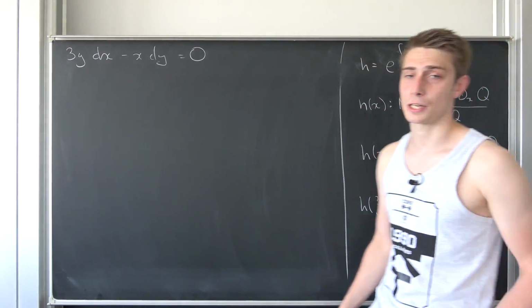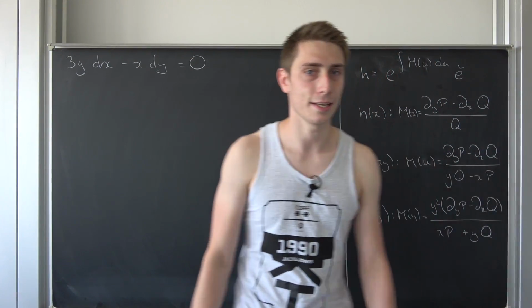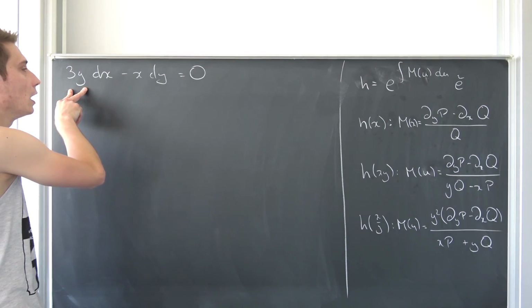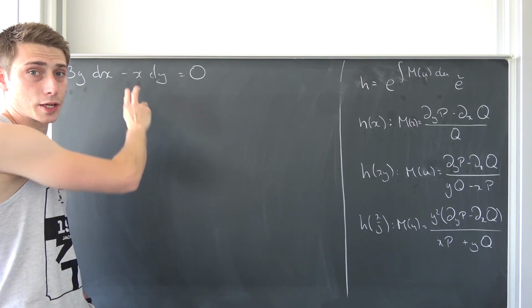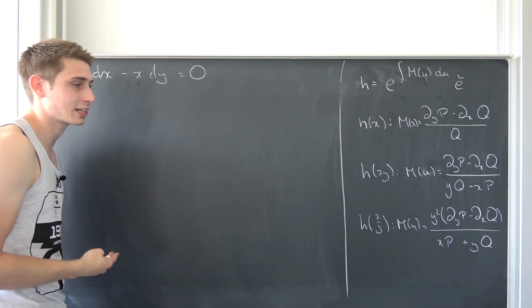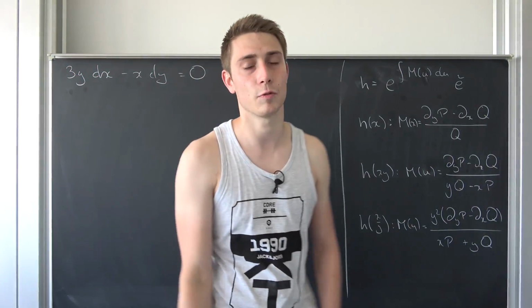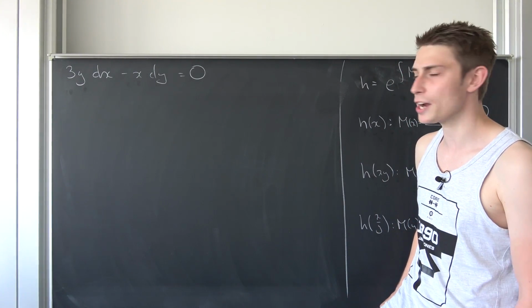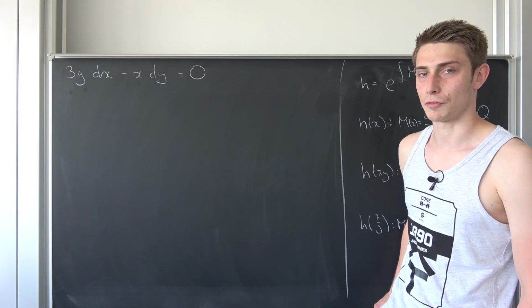As always, we would like to check first if this thing is exact or not. And you can see at a glance that it is not exact. So if we differentiate this thing with respect to y, it's going to be 3. If we differentiate q, so negative x, with respect to x, it's going to give us negative 1. Ain't exact, mate. 3 is not equal to negative 1. Not in the real numbers, okay? It's not something that works. So we have to find an integrating factor.